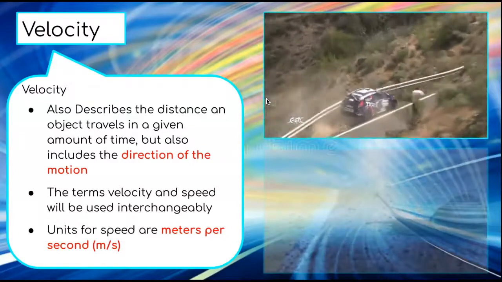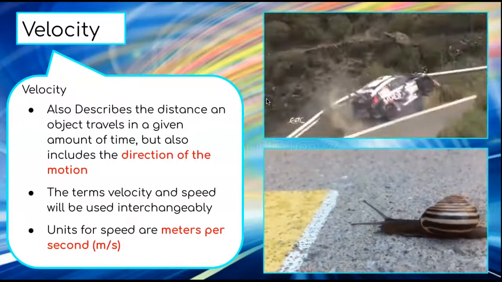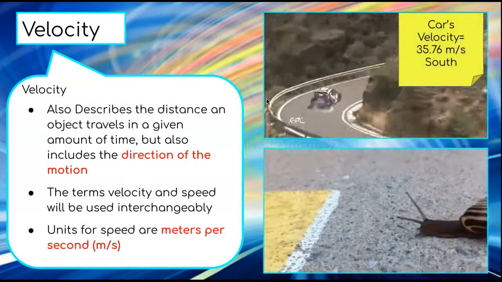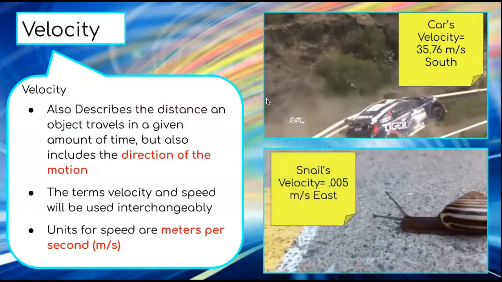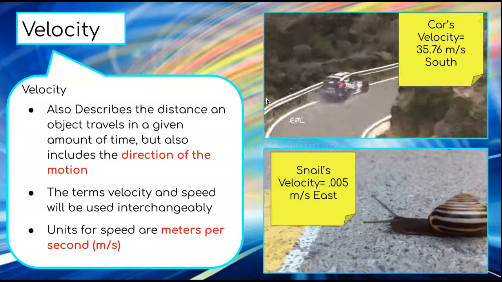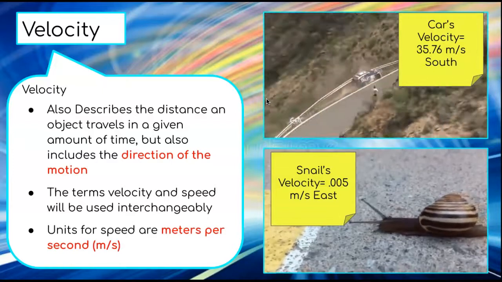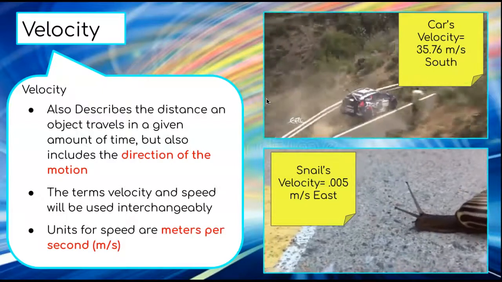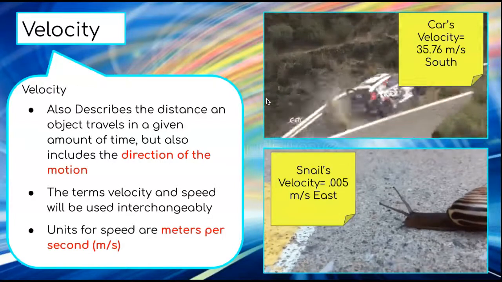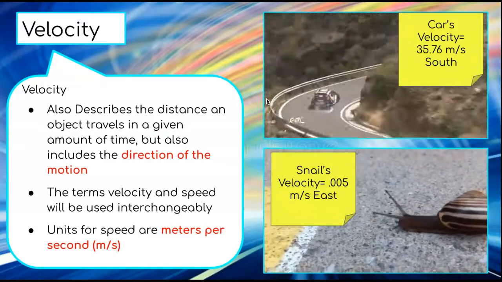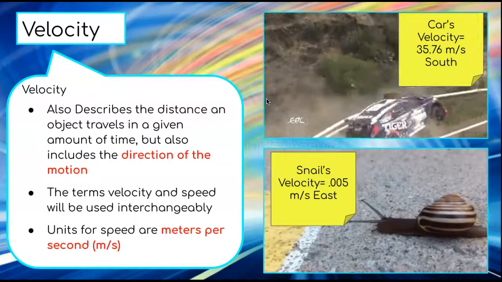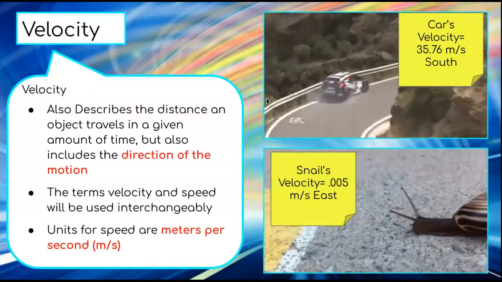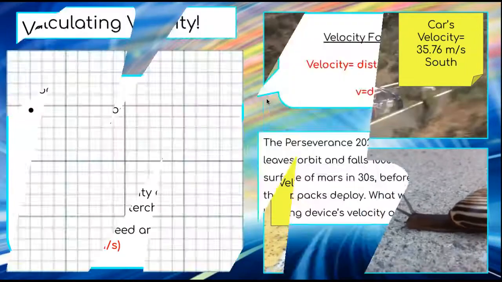Now we can see, again, my car and my snail example. We know that the velocity of the car is higher than that of the snail. We know that it's traveling at a speed of 35.76 meters per second, but to make it a velocity, I would also include information on that direction. So I might say it's going 35.76 meters per second south, whereas the snail is traveling at a velocity of 0.005 meters per second in the direction of east.